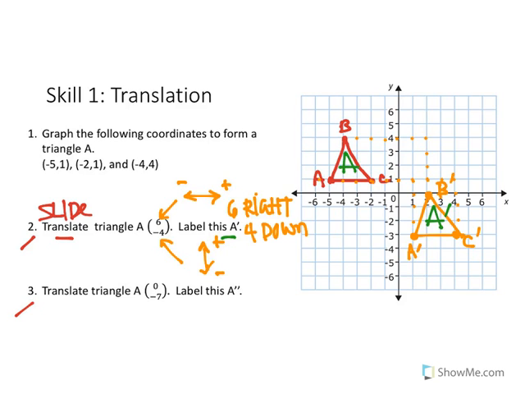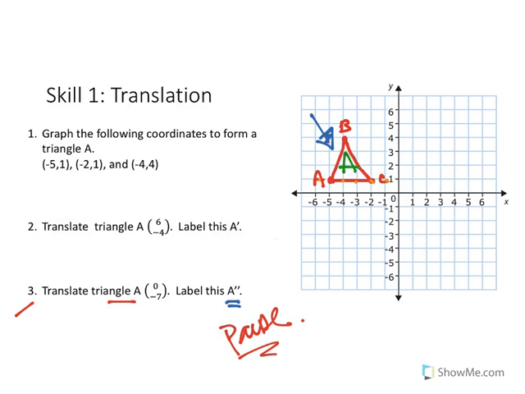In 3, translate triangle A, which means the original one right here, 0, -7, and label it A double prime. So at this time, pause and try this. Okay, so the first number, when it says 0, it means do not move horizontally. Then on the second one, it says -7, so it means 7 down. So all we have to do is just move it 7 down.